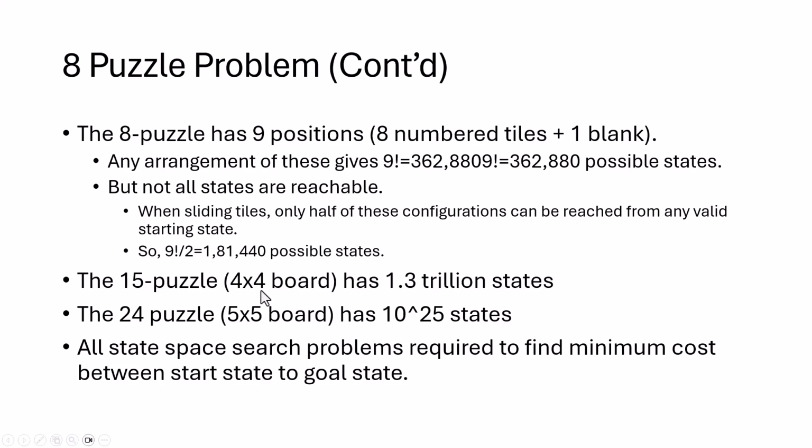The 15 puzzle problem has 1.3 trillion states. Okay, and random instances can be solved optimally in a few milliseconds by the best search algorithms. But the 24 puzzle on a 5 by 5 board has around 10 to the power 25 states, and random instances are still difficult to solve optimally with current machines and algorithms. All state space search problems require finding the minimum cost path from the start state to the goal state.